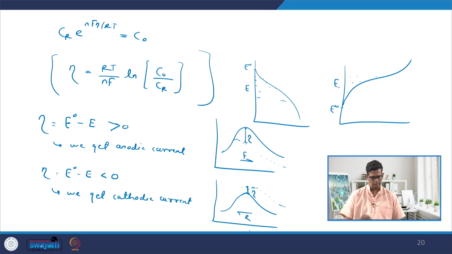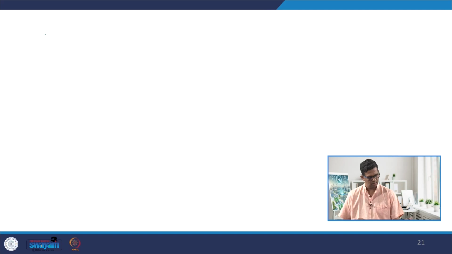So in other words, our reverse reaction will be favored. As we can see, this will be our delta G2, and this whole thing will be delta G1. So delta G2 is smaller than delta G1, so the reverse reaction will be favored. However, in the previous case, we can see this delta G1 is much smaller than delta G2, and that is how we can say that the anodic current will be flowing in the circuit. So, let us write.